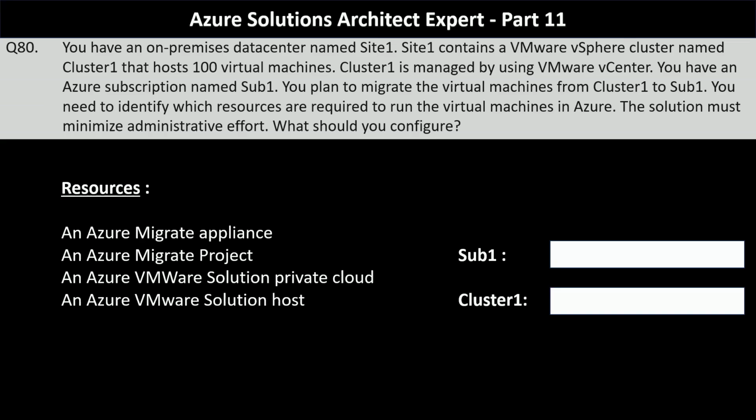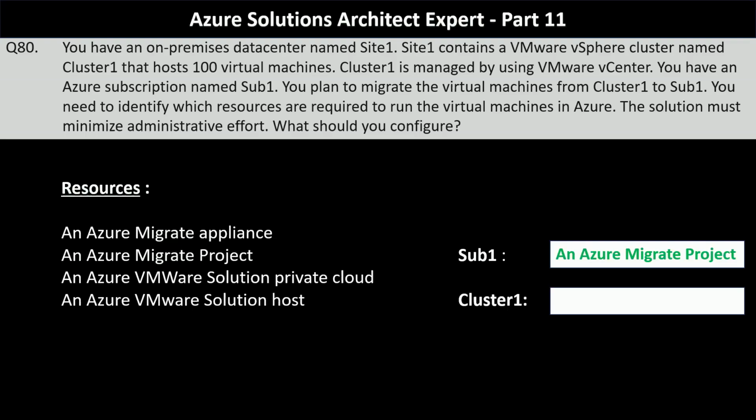Now you need to tell which of these resources should be created in subscription 1 and which of them should be created in cluster 1. Folks, you should deploy an Azure Migrate project in sub 1. This is the project within Azure Migrate where the collected data and migration processes are managed. It helps you track the progress of the migration, assess compatibility, and prepare for moving workloads to Azure.